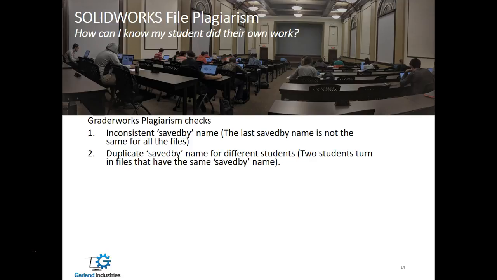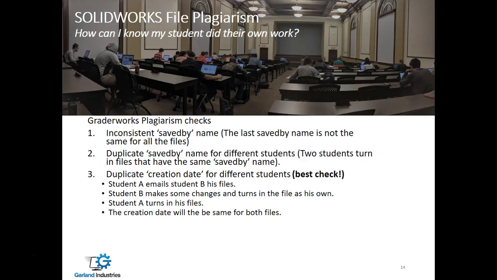A duplicate saved by name for different students. So let's say Bob turns in 4 files and the last saved by name is John. John turns in 4 files and the last saved by name is also John. Again, that does not necessarily mean they plagiarized files, but it's something I might want to look into. Like, it could have just been a borrowed computer.